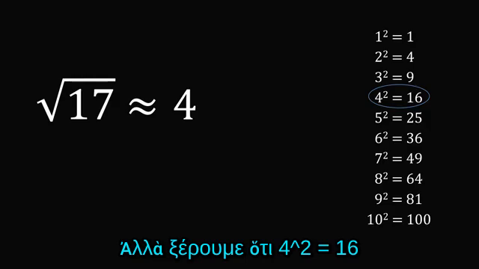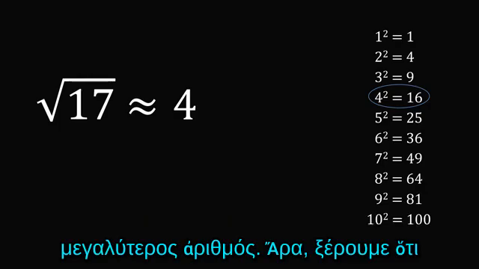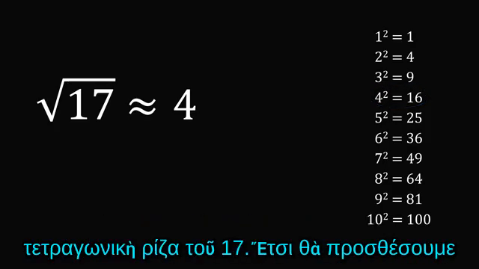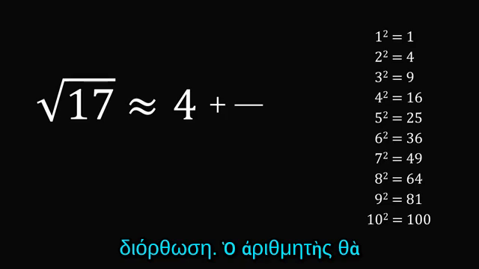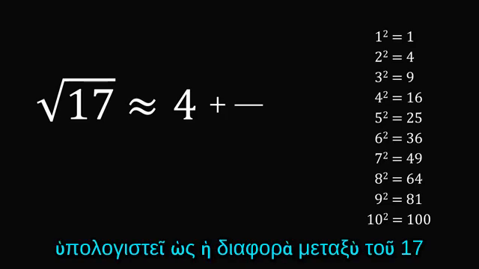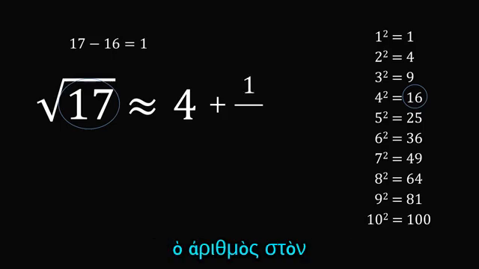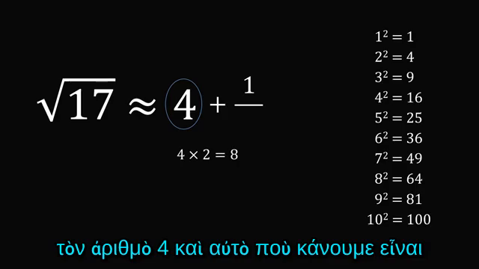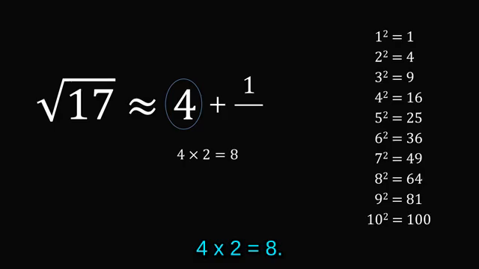But we know that 4 squared is equal to 16, and we want the square root of 17, which is a larger number. So we know we're going to need to add a little bit to get to the square root of 17. So we will add some fraction to make an adjustment. The numerator will be calculated as the difference between 17 and 16. 17 minus 16 is equal to 1, and that's the number in the numerator. For the denominator, we take this number 4, and all we do is we multiply it by 2. We double this number. 4 times 2 is equal to 8.